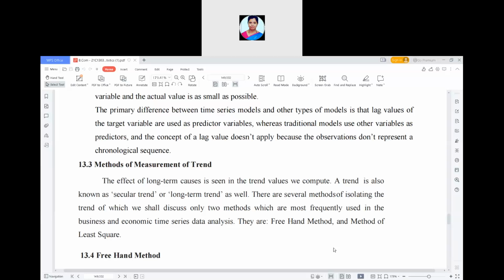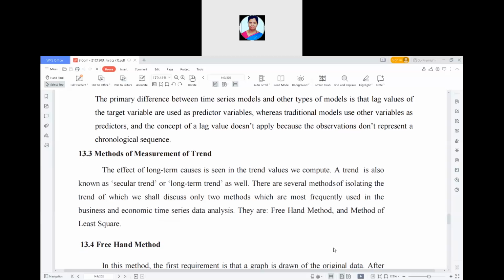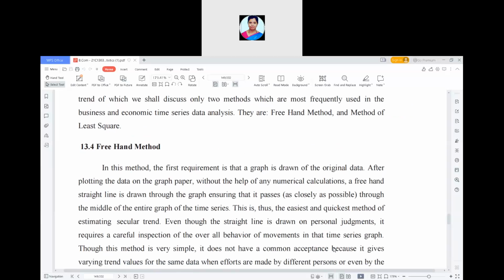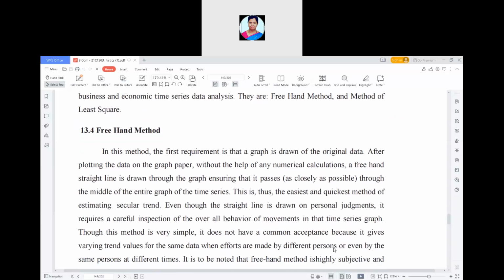Since these two are used frequently, here we are going to see them. First, the freehand method. In this method, the first requirement is the graph. From the name of the title itself, we can say what it is.